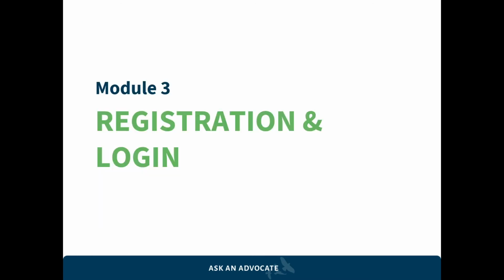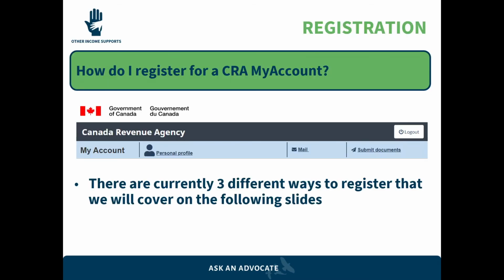Lastly, we'll cover the options for the registration and login process, and provide information so you can decide what option may be the best for you. In order to log in and access the CRA My Account, you must first register. Currently, there are 3 different methods to do so. On the next few slides, we'll do a quick overview of the 3 registration methods to see what may be the best option for yourself.